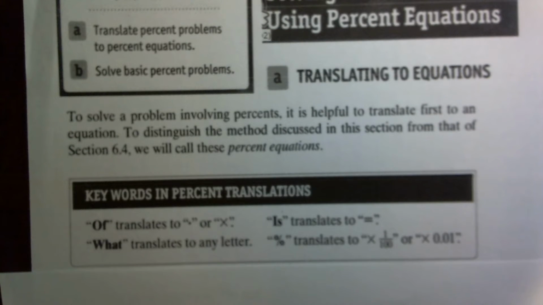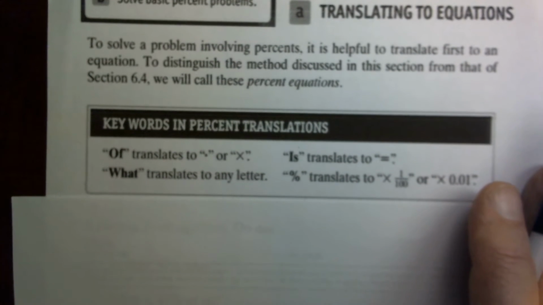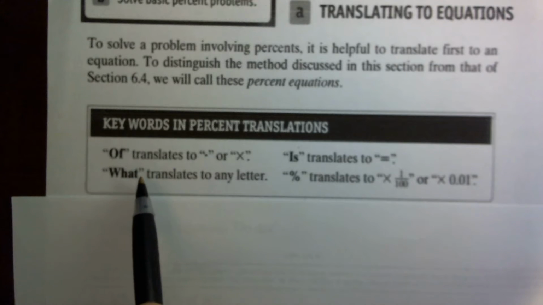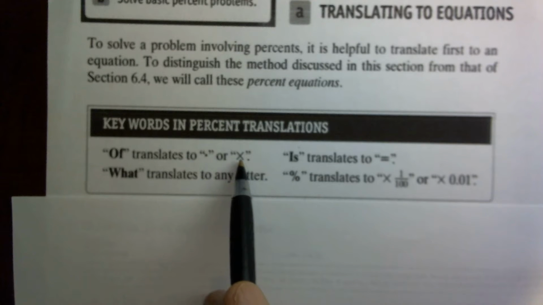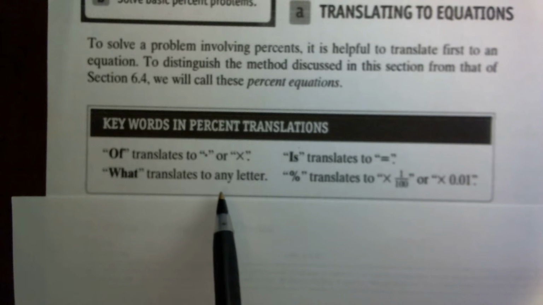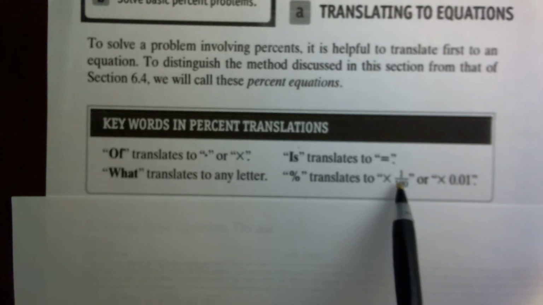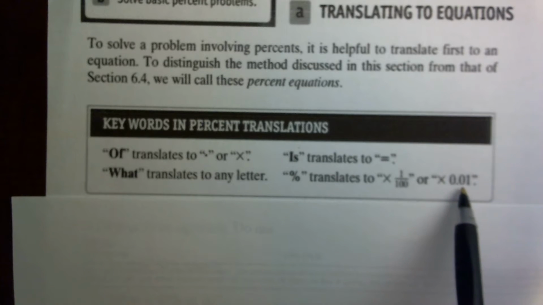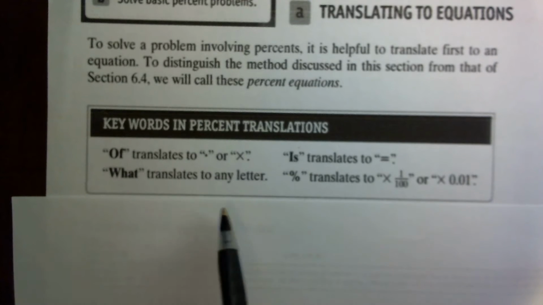So here are the key words, and it's really important that you know these for translating problems into equations. The word "of" translates to multiplication, either with a multiplication dot or with an X. That's not a letter X, but a multiplication indication. "Is" translates into the equals symbol, equal sign. "What" translates to any letter, and we'll talk about that in just a moment. And "percent" translates to multiplied by 1/100th or multiplied by 0.01, which of course is the same thing. So these are the key words: of, is, what, and percent.